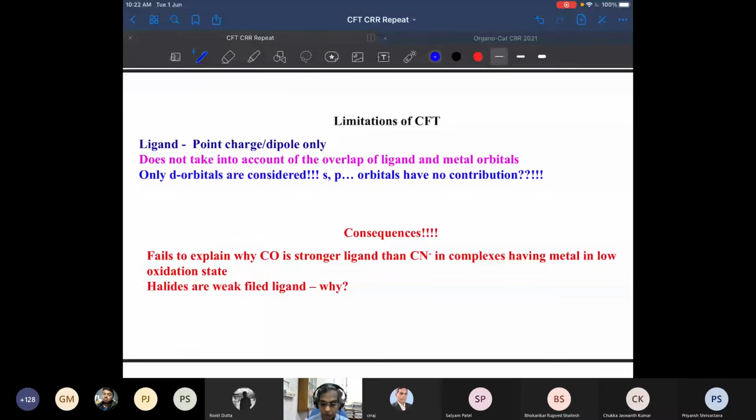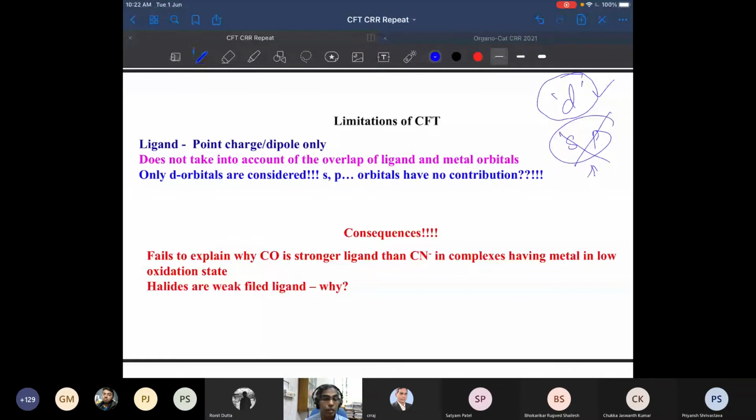Now, earlier I also mentioned that crystal field theory basically talks only about the d orbital, not the s and p orbitals. It is silent on the s and p orbitals. There is no mention of them. It only talks about the d orbital. So if you really want to understand the bonding and structure, you cannot only consider the d orbital. You also need to consider your s and p orbitals. So that is one of the failures.